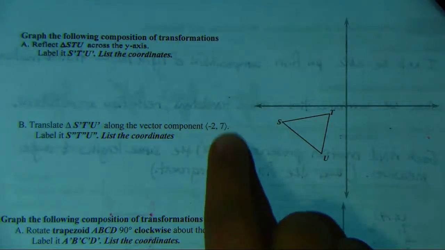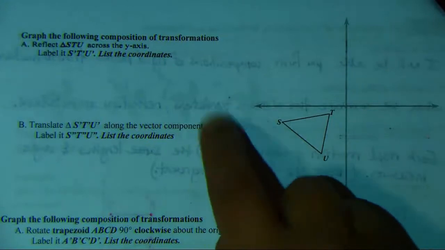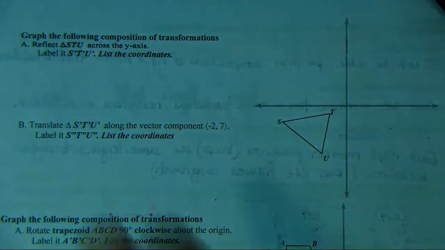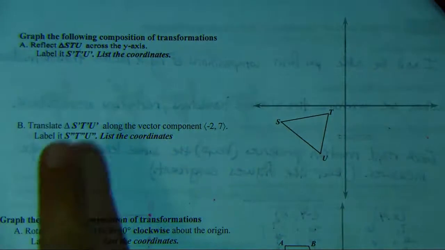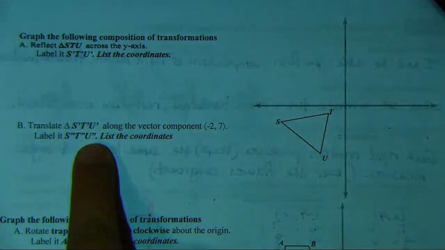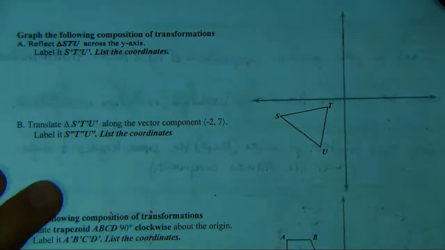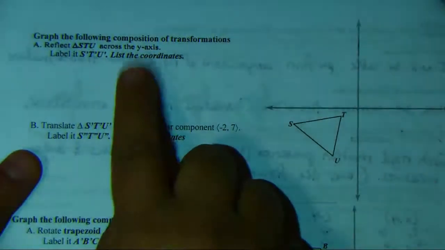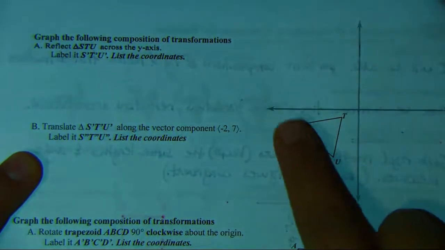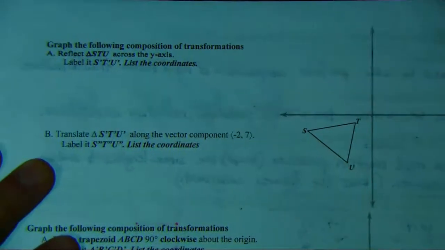This 7 is the y component, right? And we can see it's a vector because of the little arrows here. Okay, so reflect first and then translate. Oh boy. Okay, so the first thing we need to do is list our coordinates. We need the coordinates for S, T, and U.